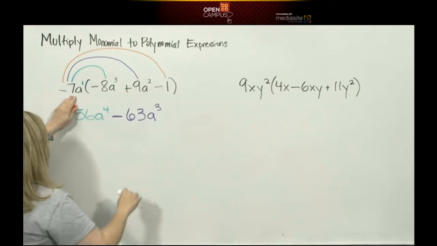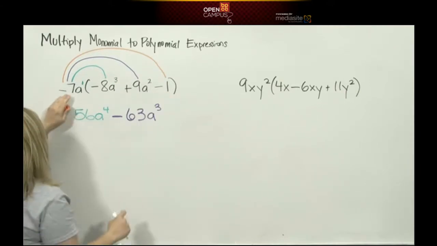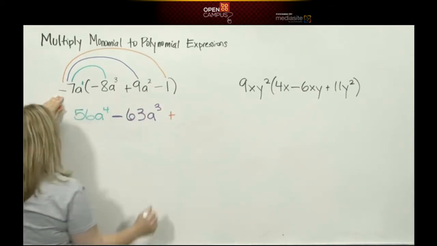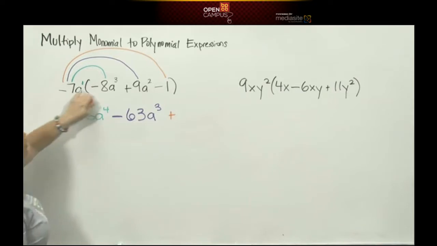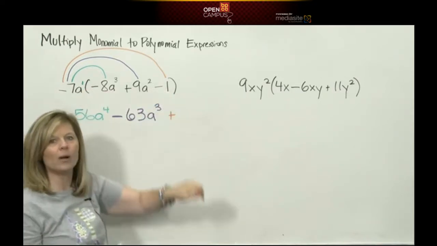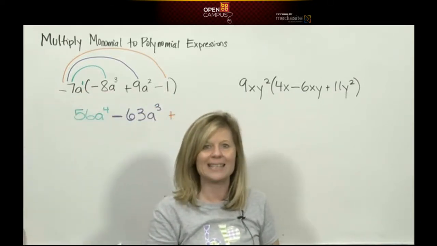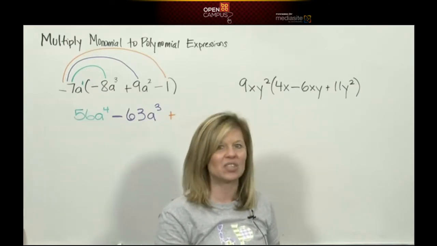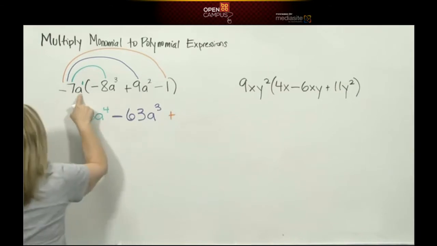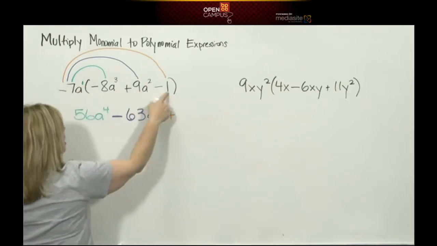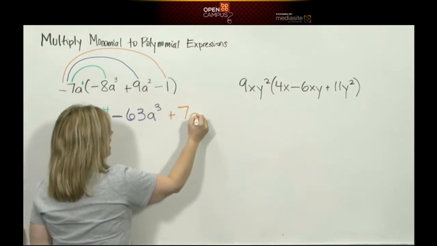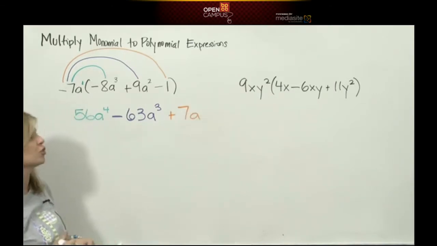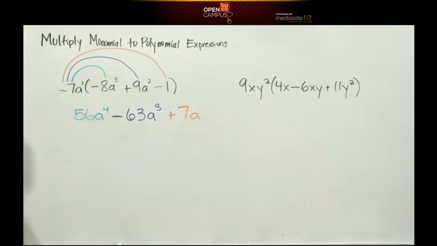Negative 7a to the 1st times negative 1. A negative times a negative is a positive. 7a to the 1st times 1. Well, we know in arithmetic 1 is your identity element, which means anything you multiply to 1 stays the same. So 7a to the 1st times 1 would be 7a to the 1st, but we don't need to write the exponent 1, it's understood.